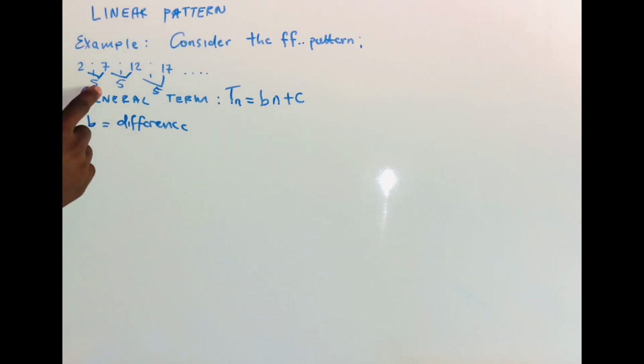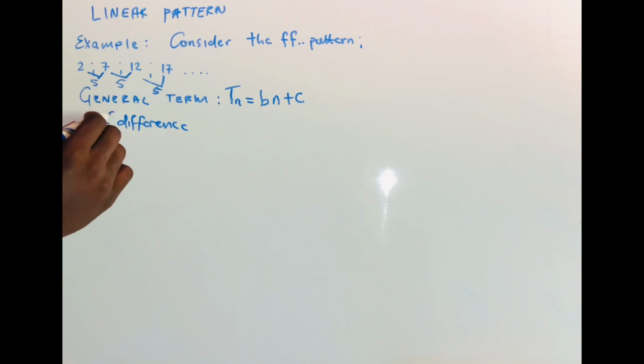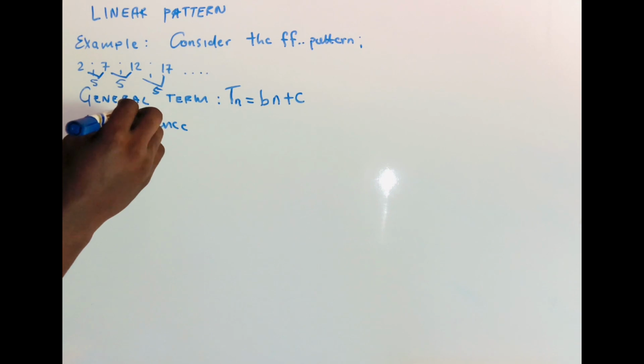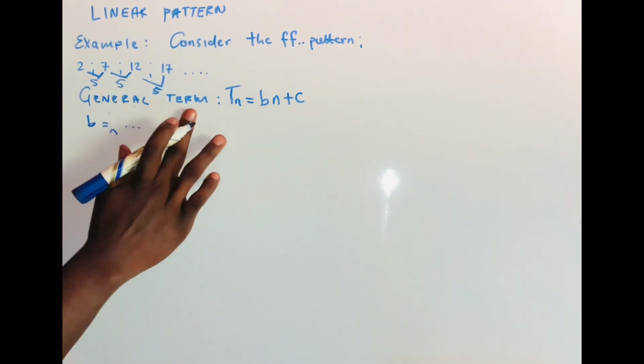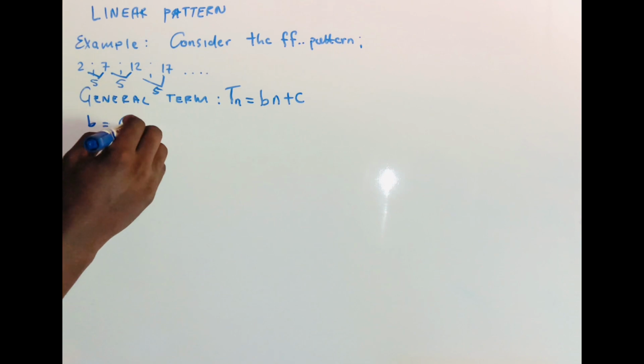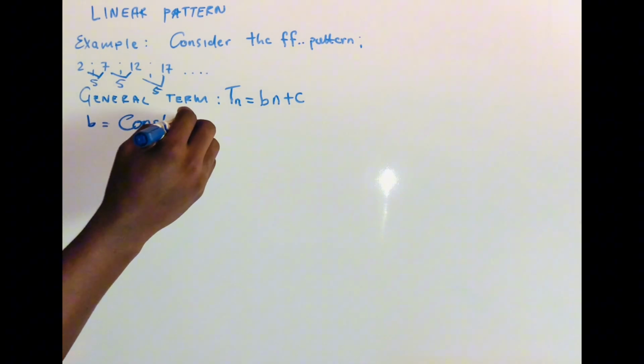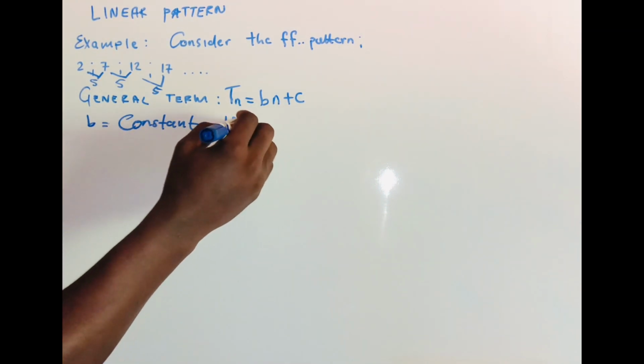So you see the difference is constant. Something that is constant is not changing. So 5 is not changing. We have 5 here, we have 5 here, we have 5 here. So we have a constant difference. So this B represents a constant difference. Put here: constant difference.